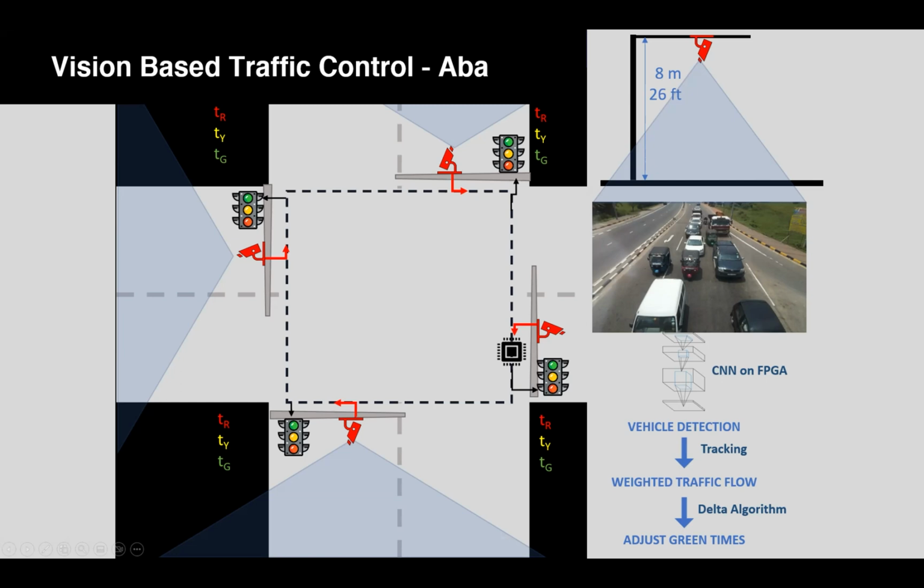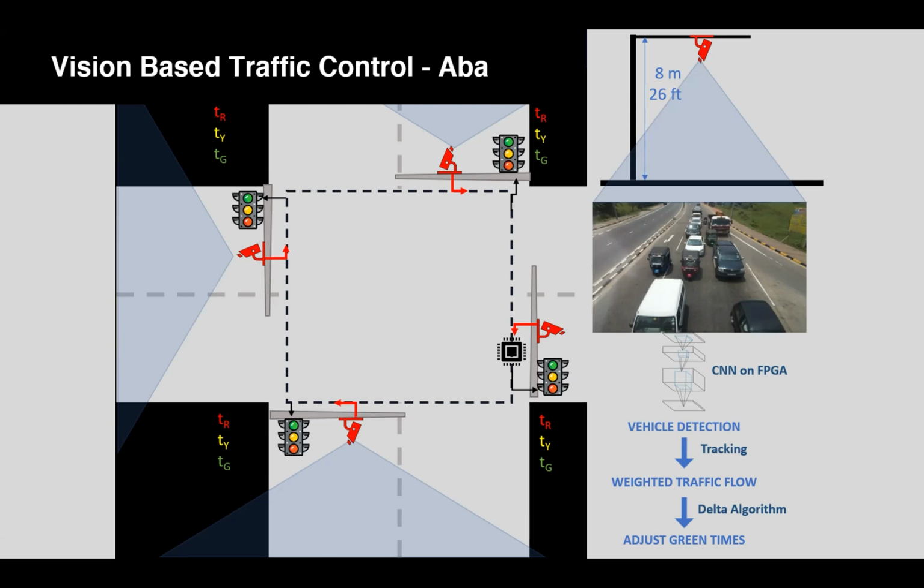So this is a 3-wheeler, this is a car, this is a truck. We detect the vehicles, then we track the vehicles, and then based on that, we adjust the green times. We find how many vehicles are flowing in each way, and based on that, we have an algorithm to automatically change the green times. For this, we designed our own chip. Okay, we designed our own circuit to do this.